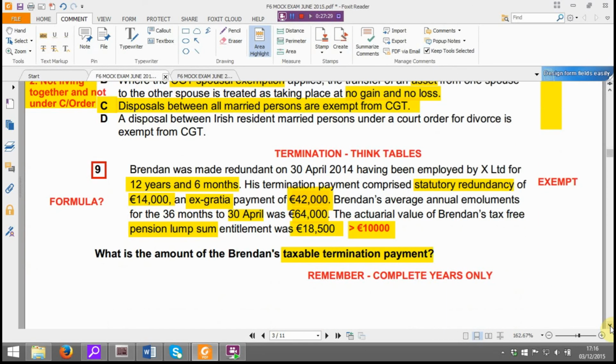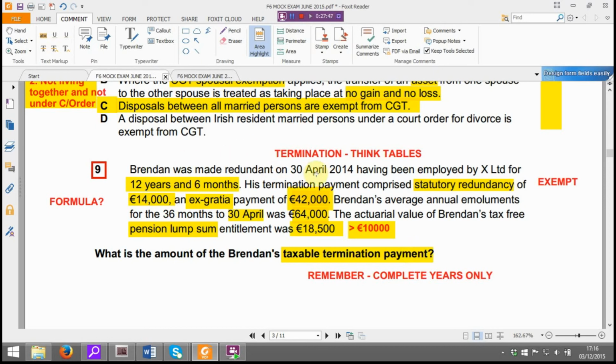So we've got our old favorites, the three exemptions. They've asked us for the taxable termination payment, and there are one or two little tricks in here which I'm hoping that you will have remembered and maybe had a good stab at this question or getting it right. So what do we know?